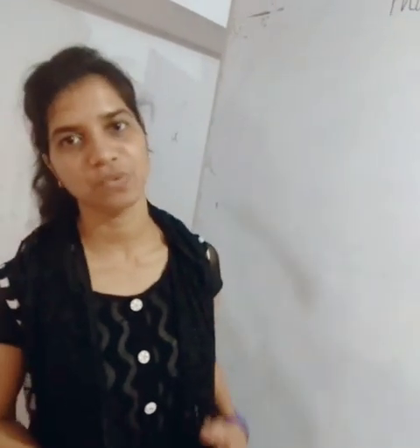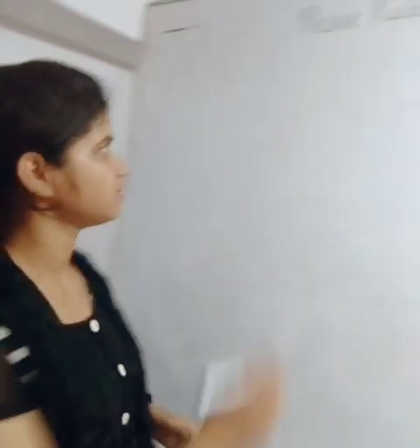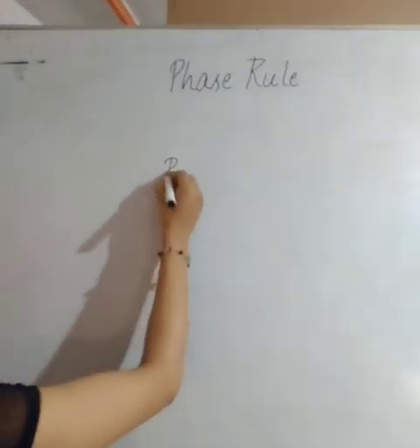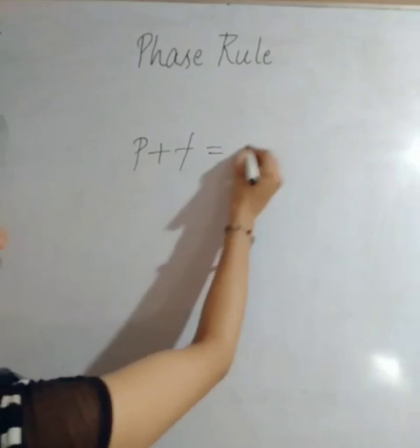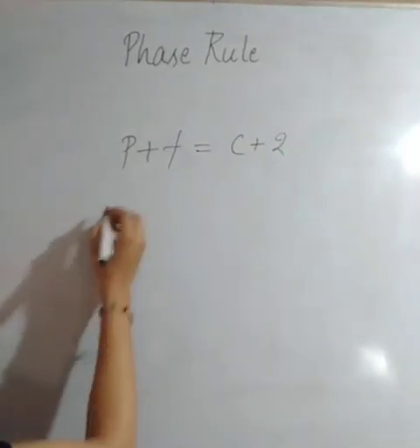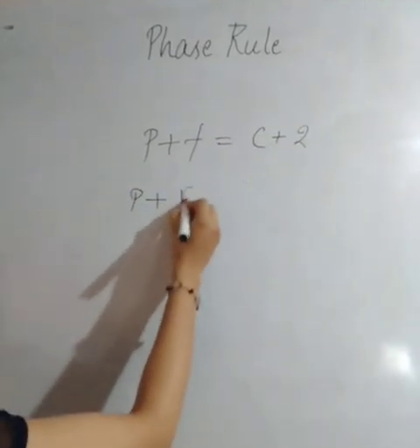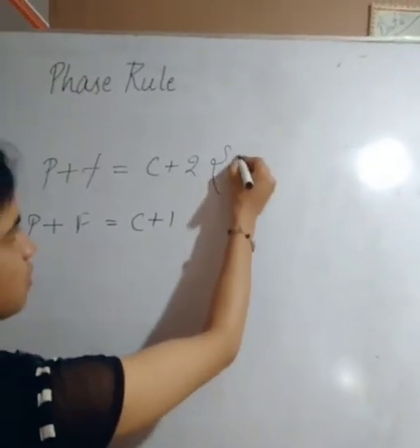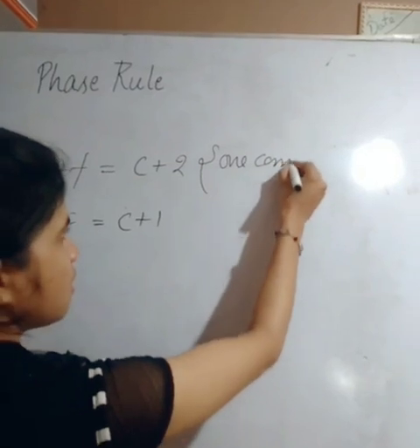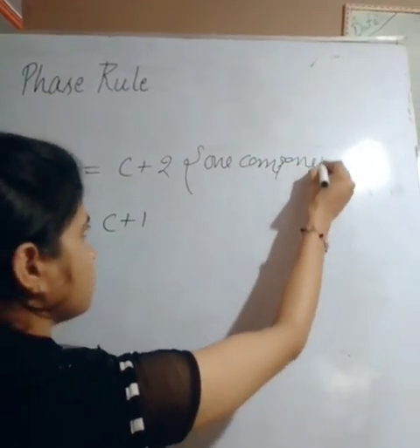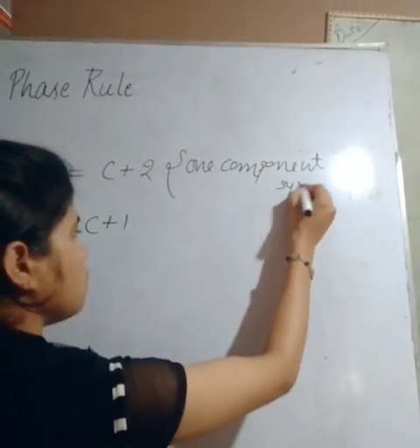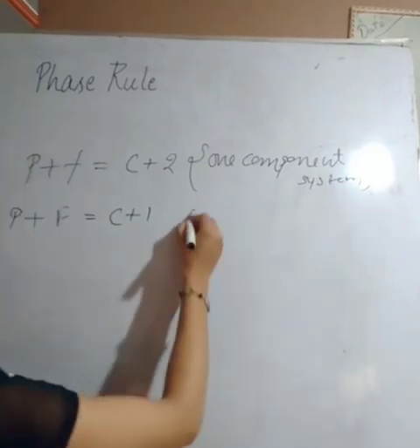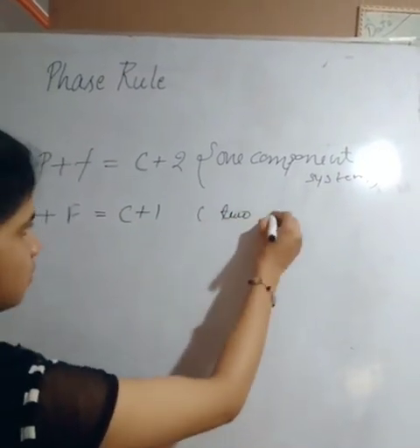Mathematically it is represented as P plus F equals C plus 2. I am writing P plus F equals C plus 2. And the formula P plus F equals C plus 1 is for the one component system, while the other is for the two component system.